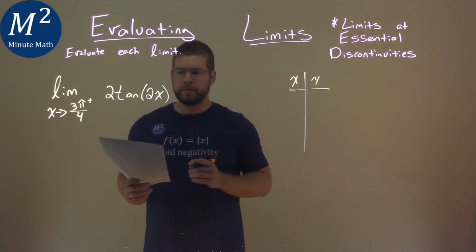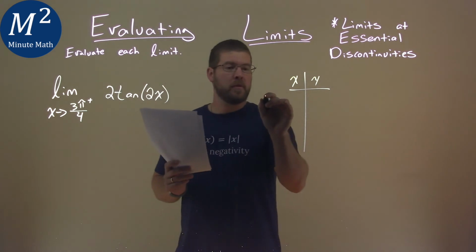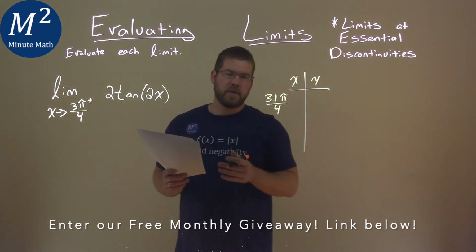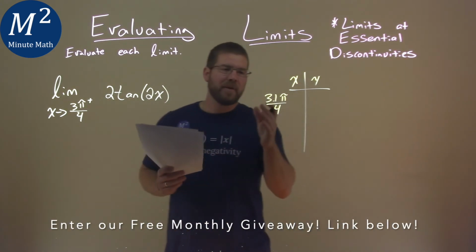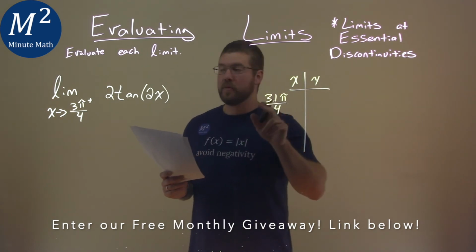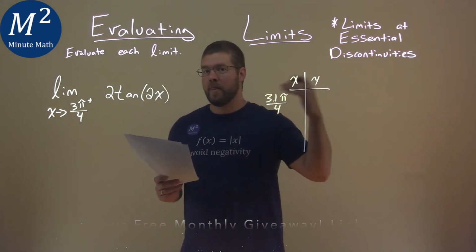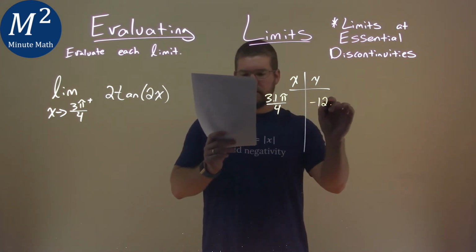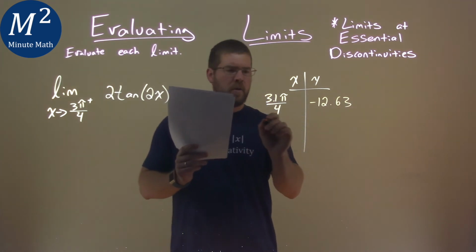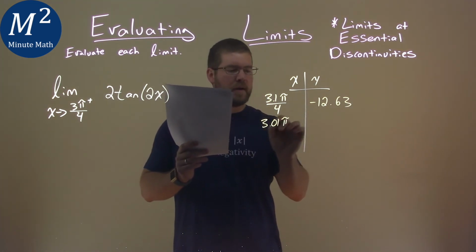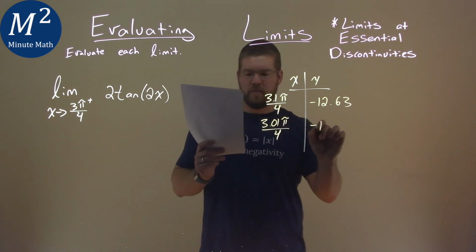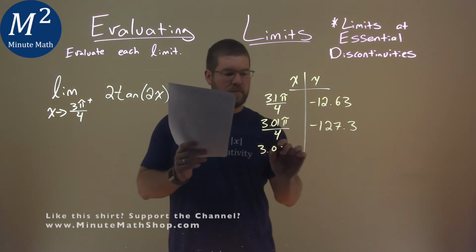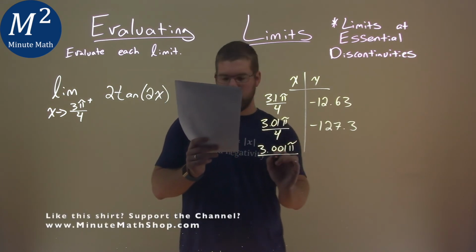So to approach from the right, I'm going to do 3.1 pi over 4. Again, I know decimals and fractions don't really mix, it's not proper, but it helps us understand what's going on as we get closer and closer to 3 pi over 4 from the right hand side. So when I plug that in, we got approximately negative 12.63. Well, what happens at 3.01 pi over 4? We get a negative 127.3. And let's keep on going, 3.001 pi over 4.